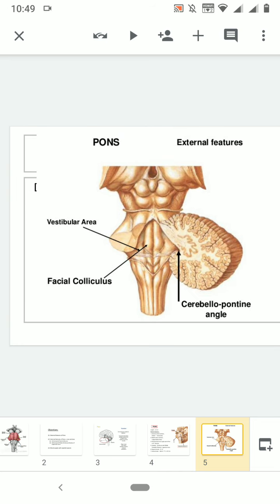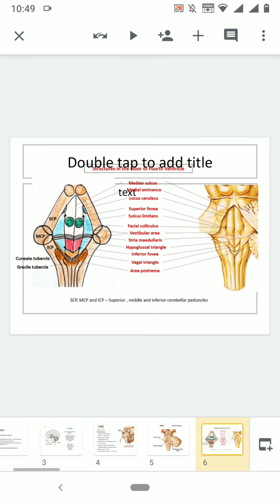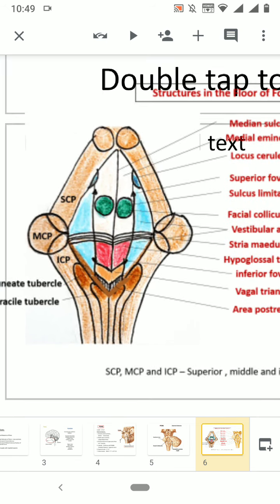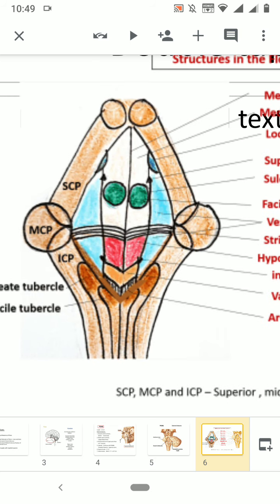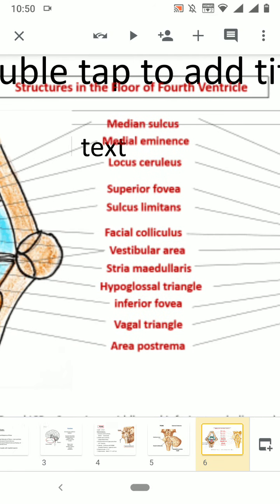Now don't worry about the fourth ventricle. The fourth ventricle will be dealt with in detail in another class, but still I am going to show you the hand drawn diagram of how you have to draw the floor of the fourth ventricle when it comes as a question. So you can see over here it's a diamond shaped structure. It is very similar to what you're going to see in the specimens.